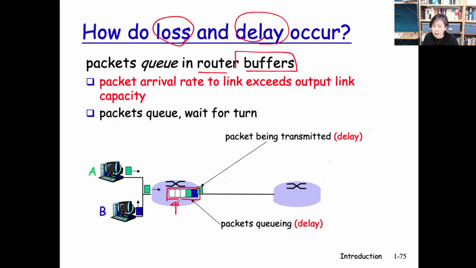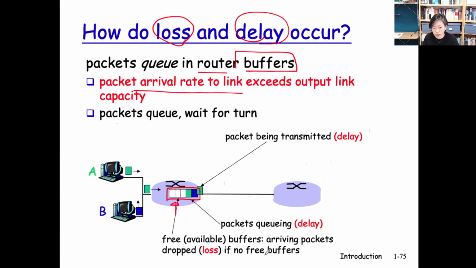Now, given that the amount is limited, in case congestion persists for a long time, then eventually you run into the situation. There's no longer free buffer space in the queue. In that case, arriving packets will get dropped, and therefore we see packet losses.